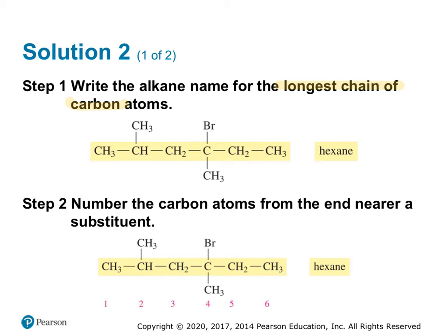Then you come in and you number the carbon atoms from the end nearest to a substituent group. We're going to number the carbons. So I see here this is carbon 1, 2, 3, 4, 5, and 6. We have to give the location of the carbon substituent groups as well as the halo substituent group.